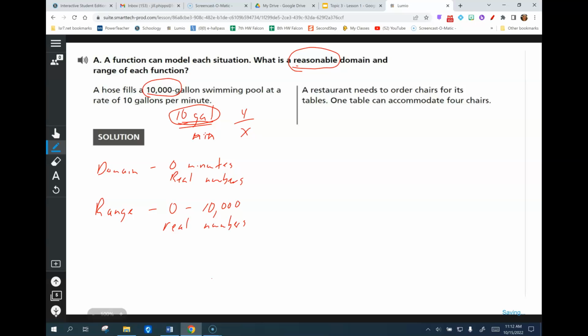Okay? A restaurant needs to order chairs for its tables. One table can accommodate 4 chairs. So we're talking about tables. That's my domain, because the tables are going to make a difference. However many tables, the chairs are going to be dependent on that.